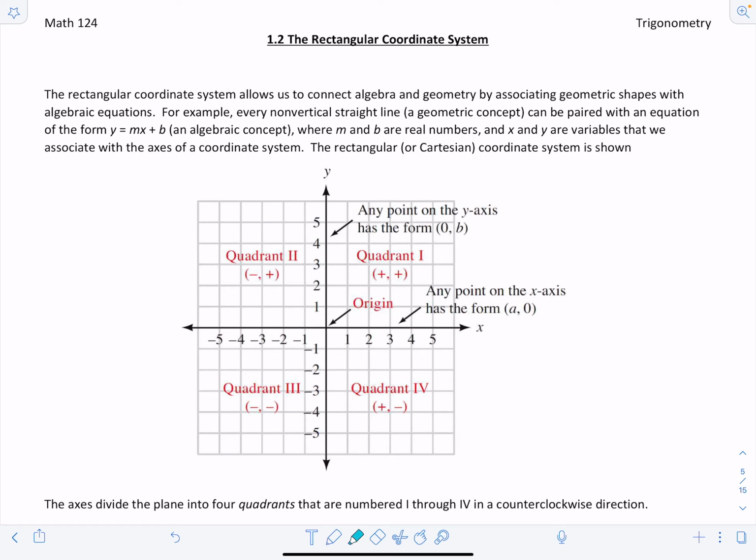Notice here we have the x-axis that runs horizontally. The y-axis runs vertically. And where the x and y-axis intersect is called the origin. The coordinates of the origin are 0, 0. Now the axes, the x and y axes, divide the plane into 4 quadrants. And these quadrants are numbered 1 through 4 in a counterclockwise direction.